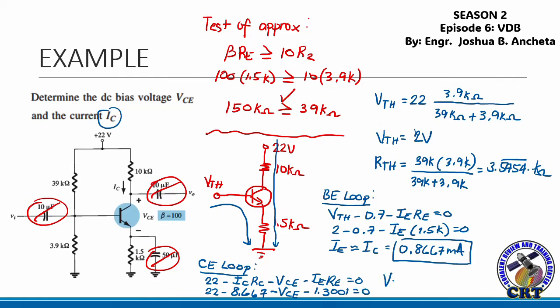Then from this solution, we can now solve VCE. So 22 minus 8.667 minus 1.3001. And VCE is 12.0329 volts.